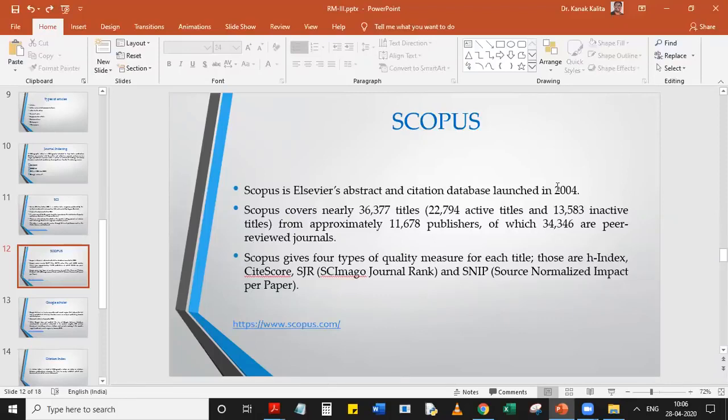Obviously, when the quality requirement is low, the number of journals that are indexed will be more. This is 2018 information. Right now, I think it is around 40,000 plus journals in the Scopus database, whereas the SCI has around 15,000 in its database.